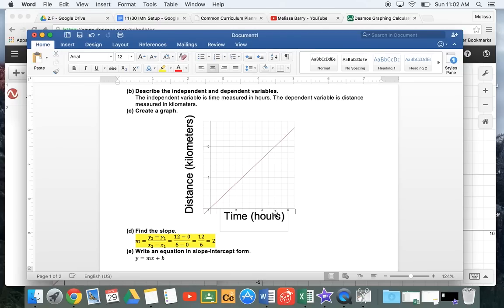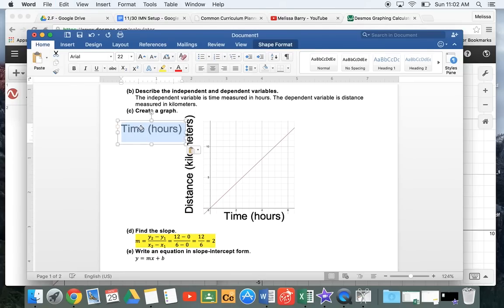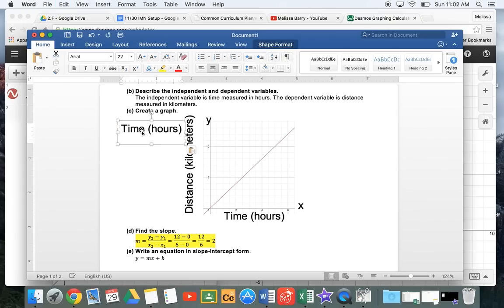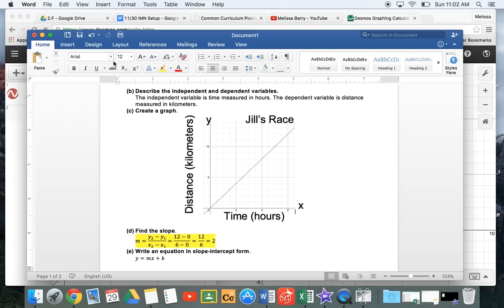And you should also have your X and Y labeled on your graph. So I'll go ahead and add those labels to mine. And don't forget a title. So this is going to be Jill's Race up here. I do prefer for your lines to have arrows on them, so you should have like an arrow on your X and Y axis.